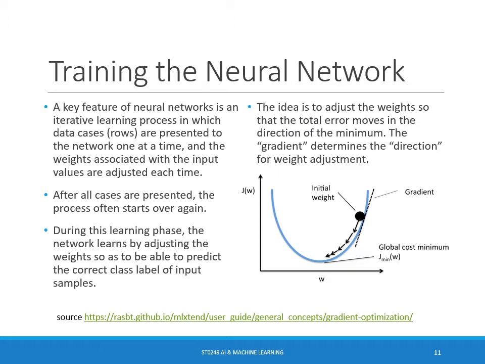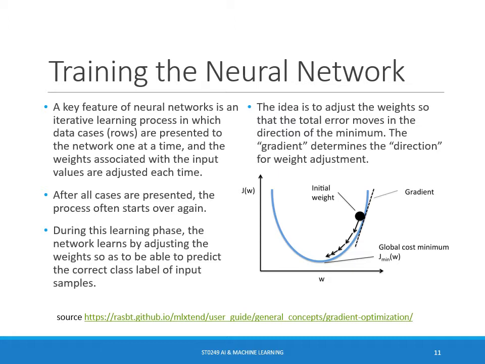So the neural network learns through this key feature, right? The key feature is the iterative learning process where the data is presented to the network one row at a time, and the weights are adjusted with the input values each time. After all the examples or all the rows have been presented, we start this process over again. So it's a very iterative process. And during this learning phase, the network learns by adjusting the weights so that they are better able to predict the correct output for a given input sample.